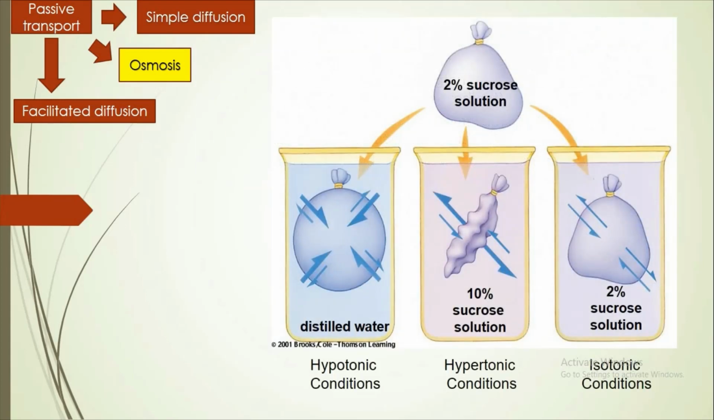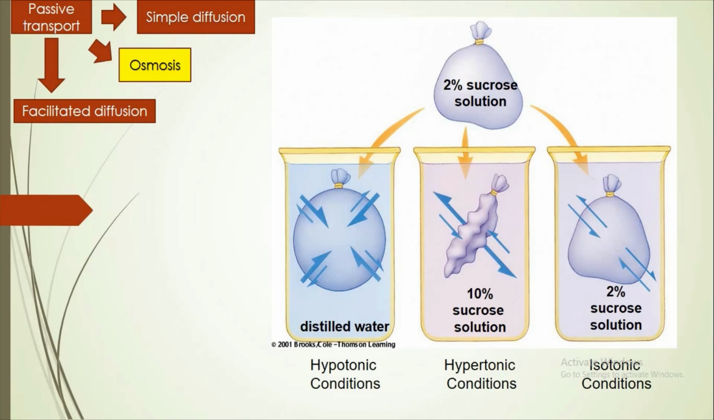So here, we have the hypotonic and isotonic conditions. For the hypotonic condition, we have more water but less solute. The solute here is a 2% sucrose solution. Therefore, to achieve balance between the two areas, the water will need to go inside to ensure that the water concentration is equal on both sides.